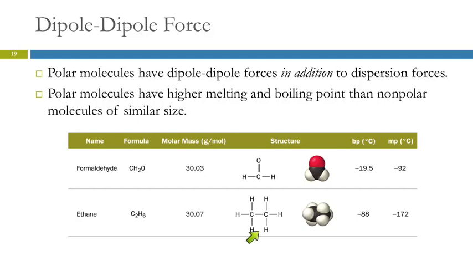So this one's nonpolar. We look at the boiling point and the melting point. The polar molecule has a much higher boiling point, minus 19, I mean it's still low, but minus 19 degrees Celsius. The nonpolar is minus 88 degrees Celsius. And we also see a difference in their melting points.